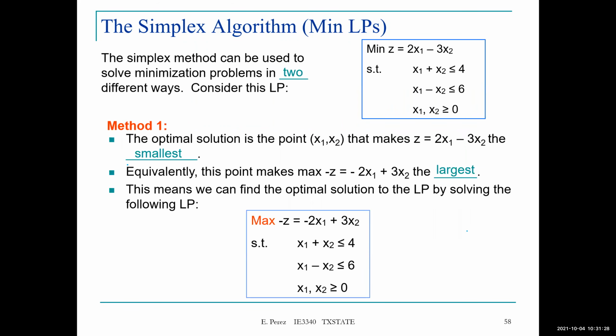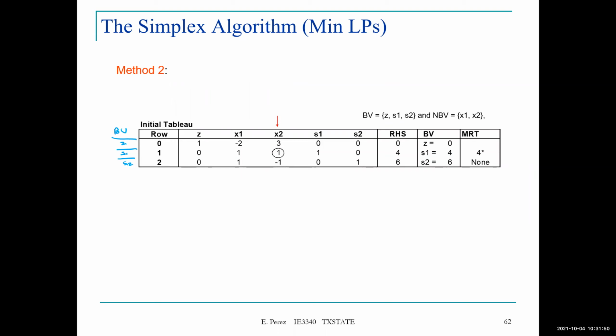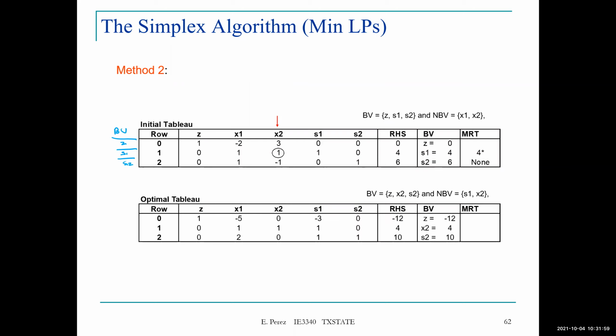So we were here. So x2 is entering, largest positive coefficient. This is a minimization problem. S1 is leaving, minimum ratio test. So after performing the elementary operation, you see this is now 0, 1, 0. We're going to look at the row 0 coefficients. There's no positive coefficient here, so that means that we have found the optimal solution. Optimal solution is minus 12 with x2 equals 4, s2 equals 10. It's the same solution that we found using method 1.